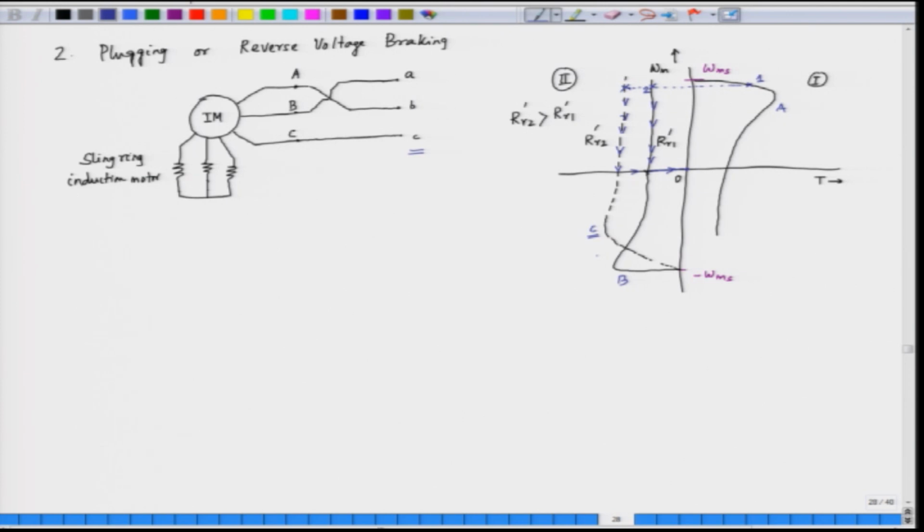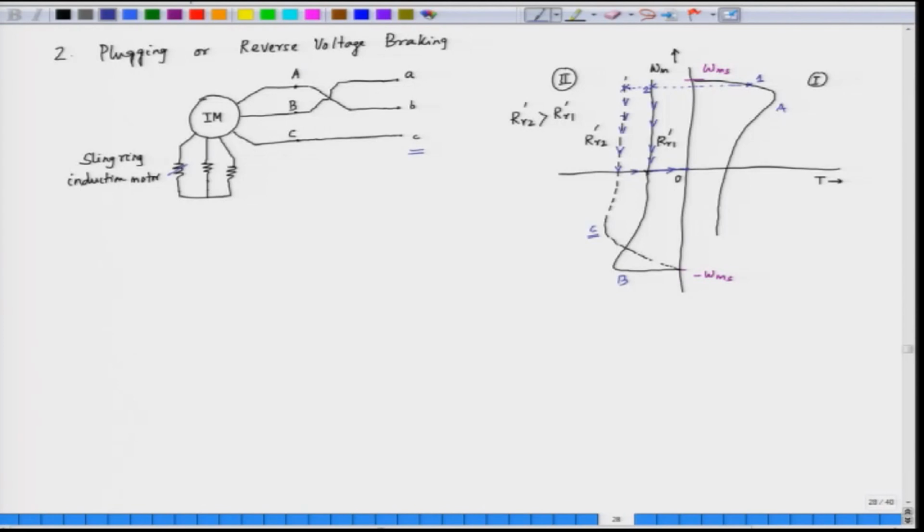For plugging, the current is extremely large because we are reversing the phase sequence. So, it is mandatory to put in rotor resistance. Plugging is attempted only in the case of a slip ring induction machine. In this case, we have to insert sufficient rotor resistance to limit the current.